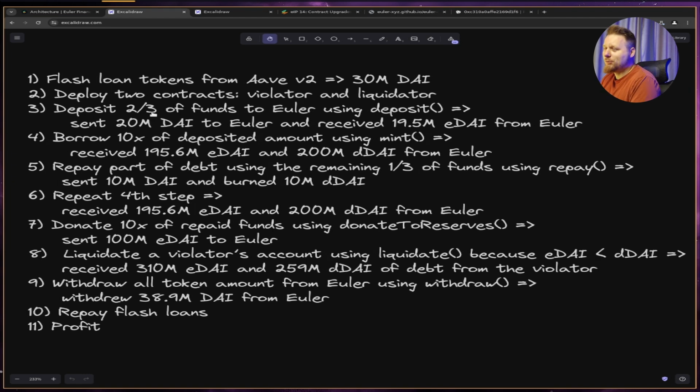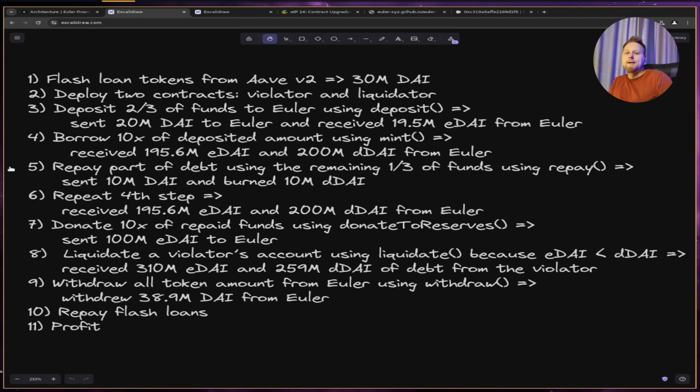Then you deposit 2/3 of these funds to Euler using deposit. Sent 20 million DAI to Euler and received 19.5 million EDAI from Euler. Remember the borrow rate and lending rate that I spoke about? Next, you borrow 10x. So you are leveraging yourself by using mint. That means that the attacker receives around 200 million EDAI and 200 million DDAI from Euler.